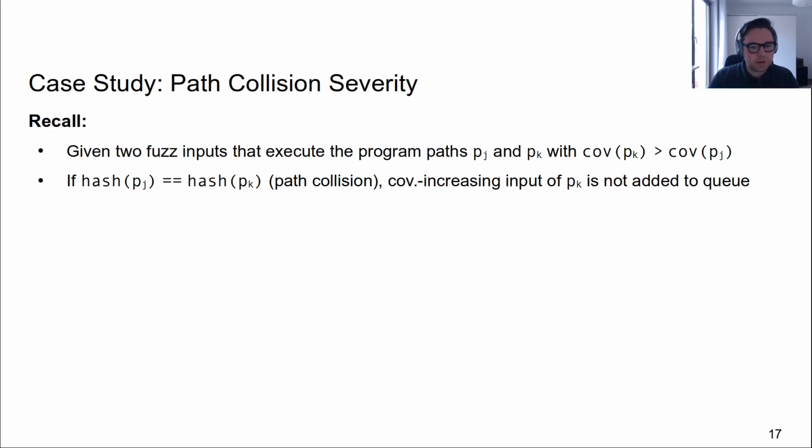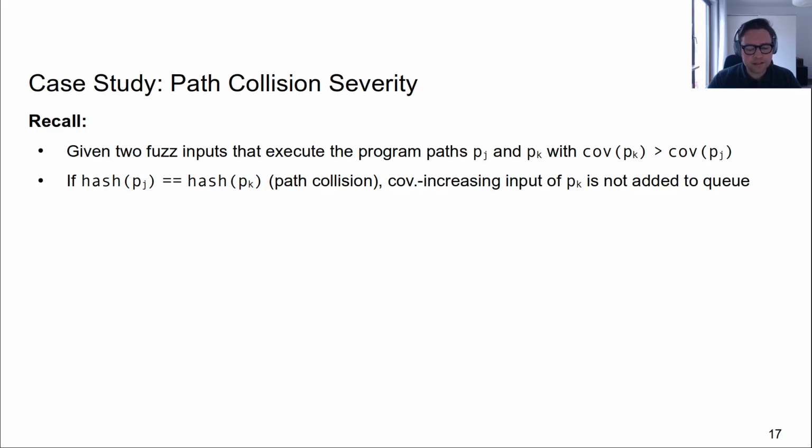In the beginning of my presentation, I explained the problem of path collisions. So recall, given two fuzz inputs that execute the program, two different program paths where one path has a higher coverage than another, there's still a possibility that a path collision occurs. So both program paths, even though they have different amounts of covered code, have the same hash score.